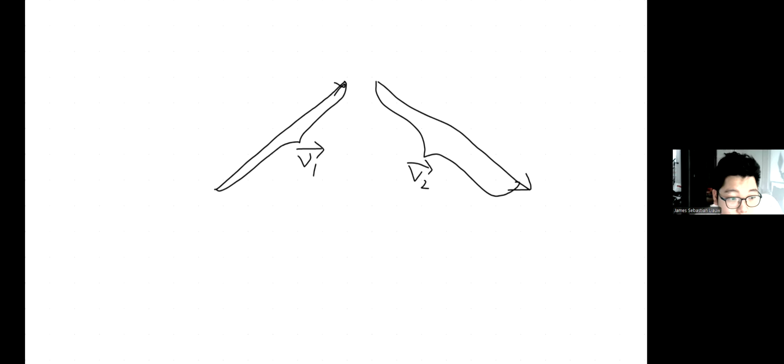The vectors have different directions, so we cannot say they are the same. So I'm going to begin with a little example, right?